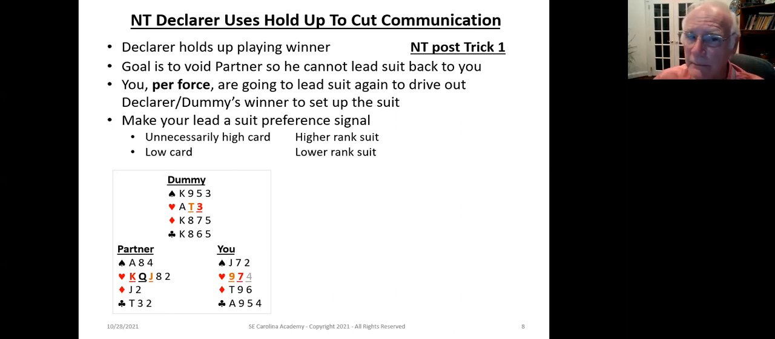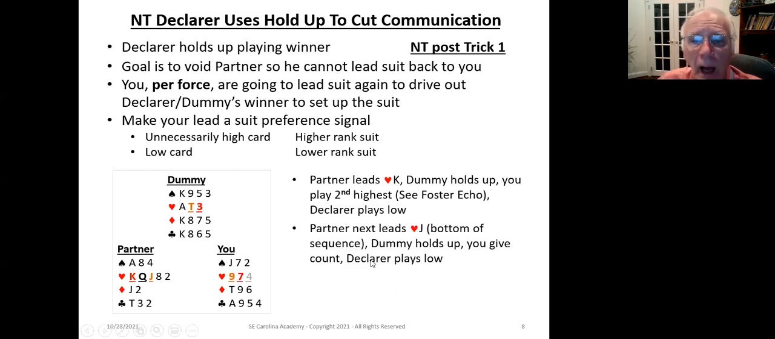So your partner then leads the jack, showing the bottom of the sequence, and the declarer plays the 10 from the dummy. So you're pretty sure your partner's got 5. You started with 3, the dummy's got 3, so you're pretty sure the distribution of that suit is 5, 3, 3, 2. So you've got the 9, 4 left.